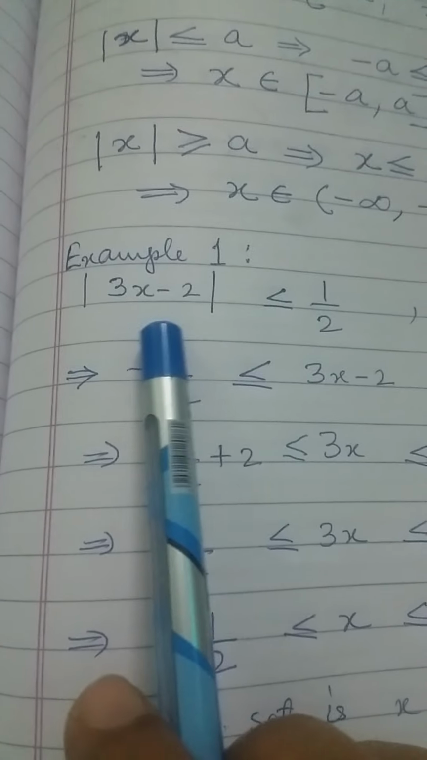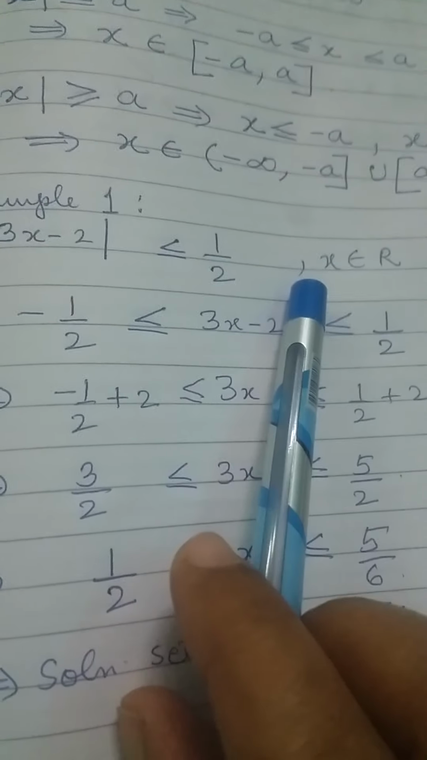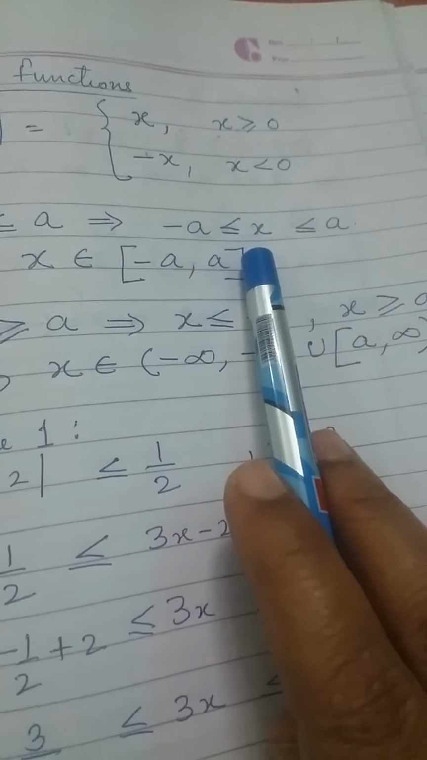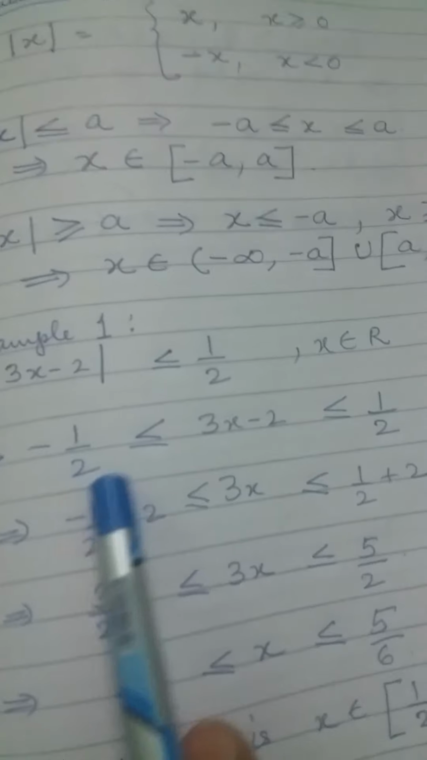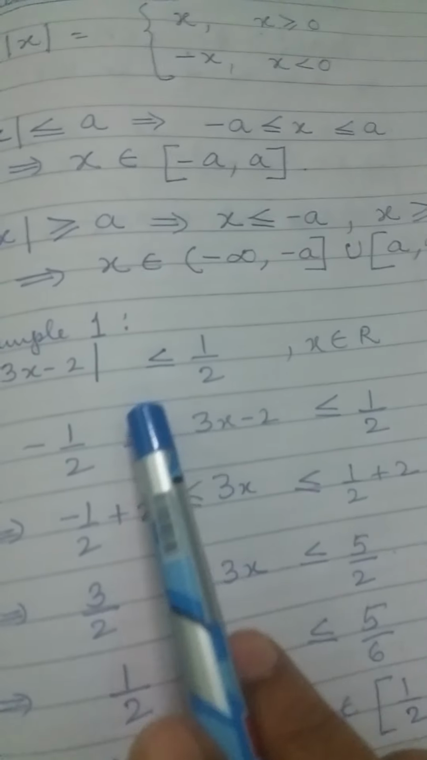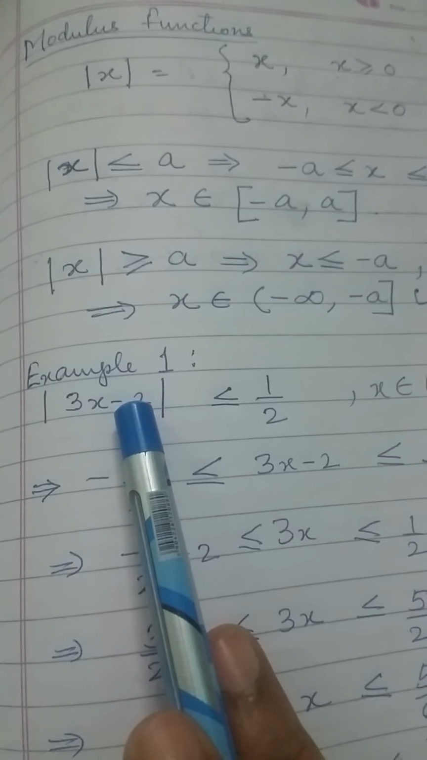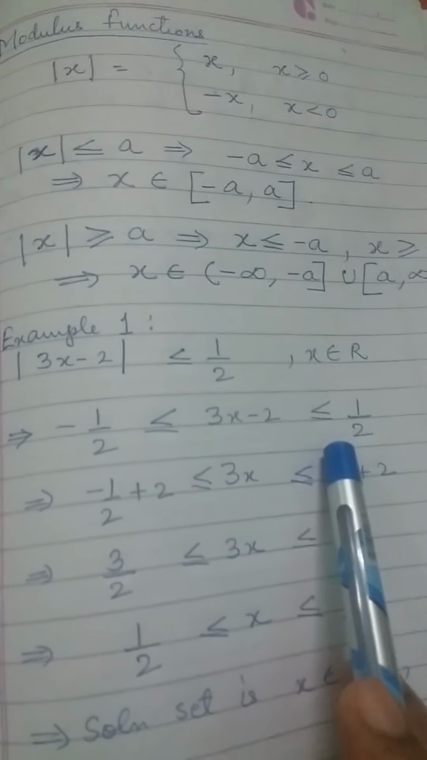Now we will take some examples. The first example I have taken is for the less than case: mod 3x minus 2 is less than or equal to 1 by 2, x belongs to R. So as per the rule, minus a less than or equal to x less than or equal to a, here we will write minus 1 by 2 less than or equal to x. In place of x I have written the whole thing that is inside the modulus. There, only x was written inside the modulus; here this whole thing is written. So we will take this whole thing: 3x minus 2 less than or equal to 1 by 2.